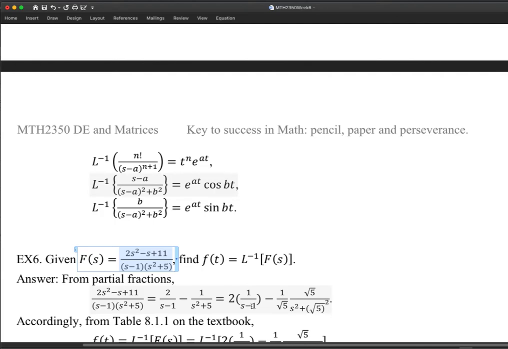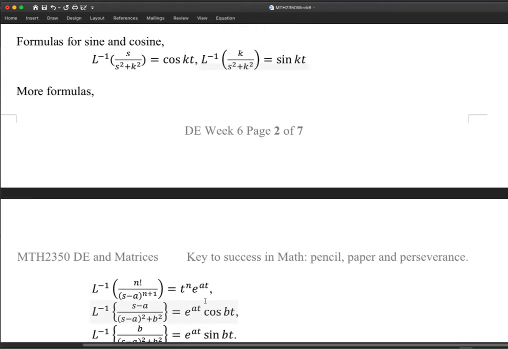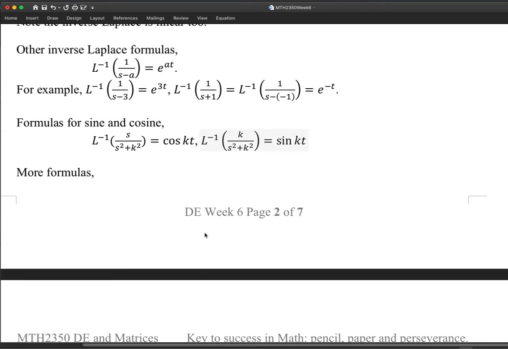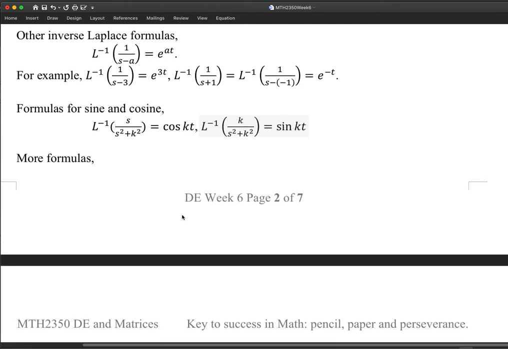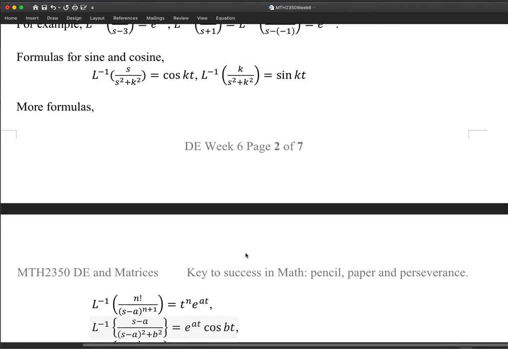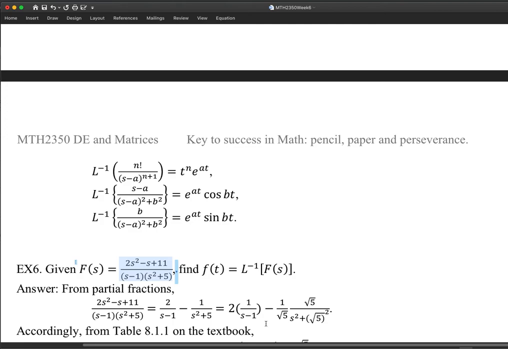1 over s minus 1, okay. And then another issue is about 1 over s squared plus 5. You want to match the formula very carefully. I'm seeing the trigonometry will match here. It is for the sine part, k is a constant, s squared plus k squared. We are having s squared plus 5.